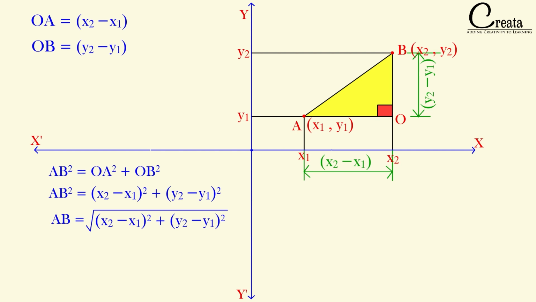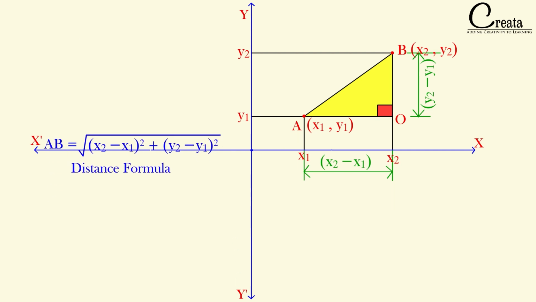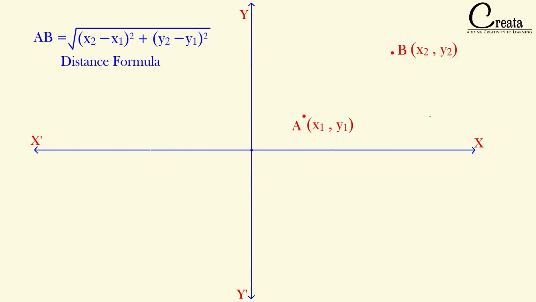This formula is known as the distance formula. If we know any 2 points, that is (x1, y1) and (x2, y2), we can apply this formula to calculate the distance between these 2 points.